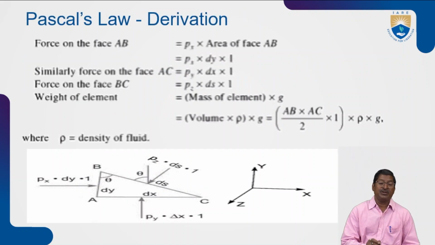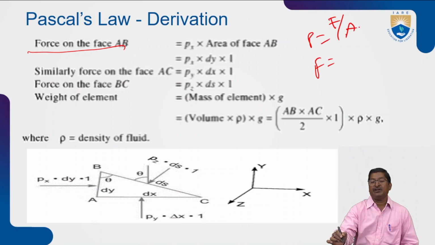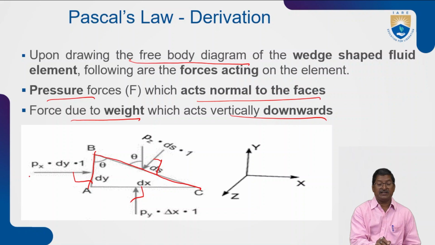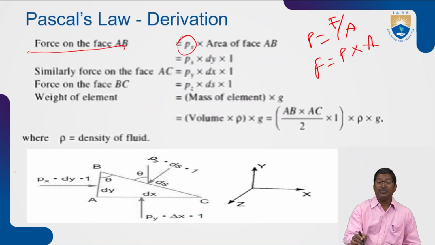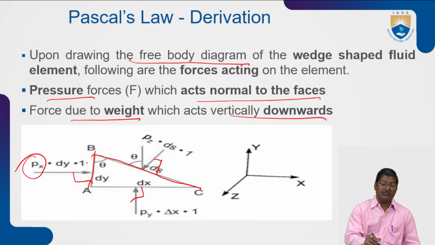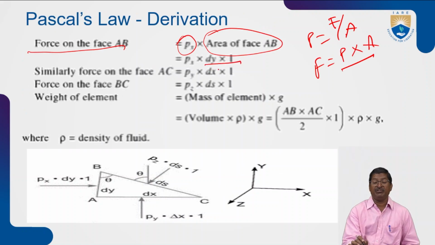And if you see the derivation, the force on the face AB. So how will you get the force? I already told you, pressure is equal to force by area, so force is equal to pressure into area. So for line AB, you can see the figure, it is Px. It is Px into the area of the face AB. So pressure into area is the formula. So Px is the pressure. The area of that AB: dy is the vertical, so from here to here, it is dy. In this direction, it is unit width, that's why 1. So dy into 1. So the force is pressure Px into dy into 1.